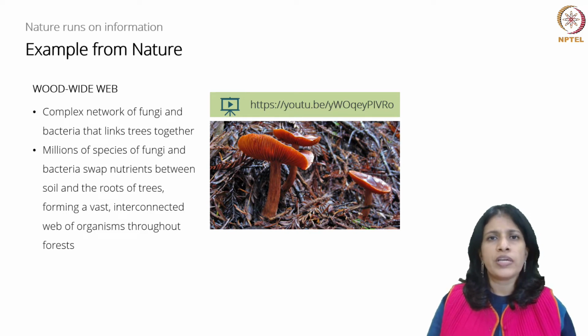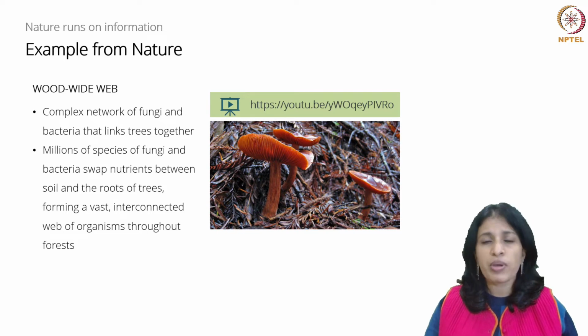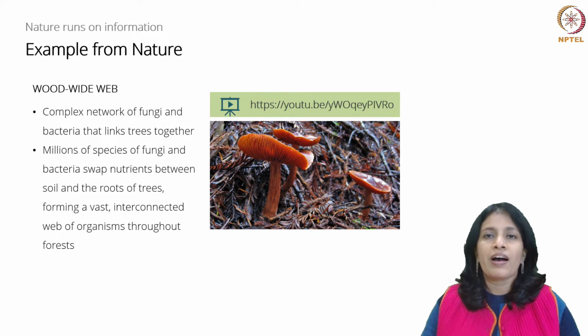So if one plant or a tree is under attack by pests, it sends chemical signals to the rest of the network saying that, hey, I'm under attack. So the other plants can raise their defenses. Similarly, if there is a tree that is diseased, not deceased, diseased, it sends chemical signals to the rest of the network saying that it's got some sort of disease, and it can also dump all its nutrients into the network so that other plants can actually pick up those nutrients.